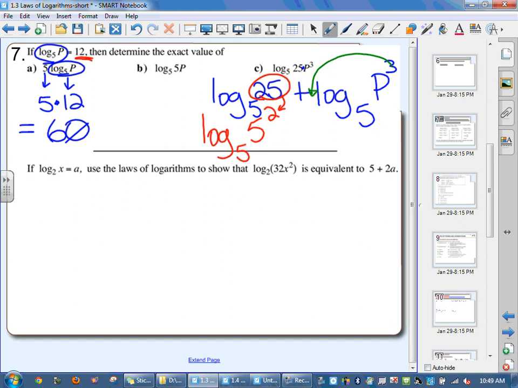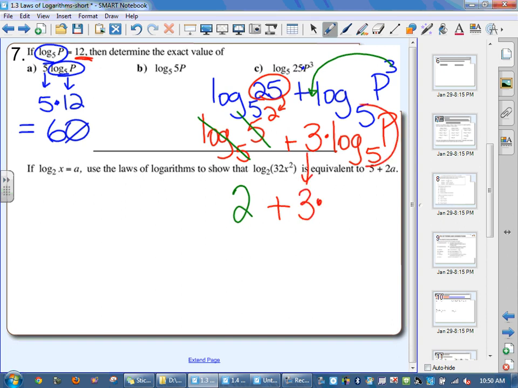Now, as I continue to solve that, I've got the same bases matching on the left. I drop my bases, I get a 2. My plus sign comes down. The 3 comes down, and it's multiplying by what all this is. And log base 5 of p, they tell us in the question, equals 12. So now I put a 12 where that log base 5 of p is. So now I can simplify by doing BEDMAS. I get 2 plus 36, which gives me 38 as an answer.